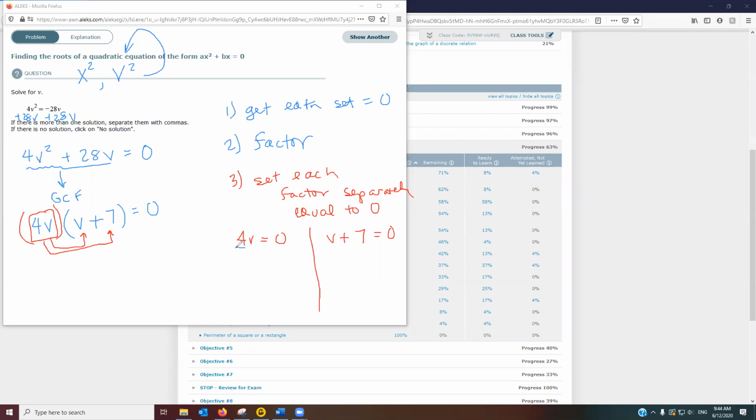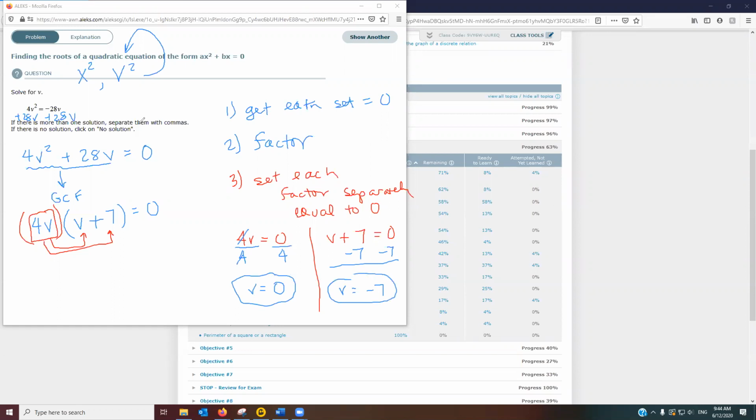The last step is just solve each one of these simpler equations. Well, I want to get v by itself, so I'm going to divide both sides by 4 here. That gets me v equals 0. And on this one, I'm going to subtract 7 from both sides. That gets me v equals negative 7. So again, I end up with 2 answers to this question.